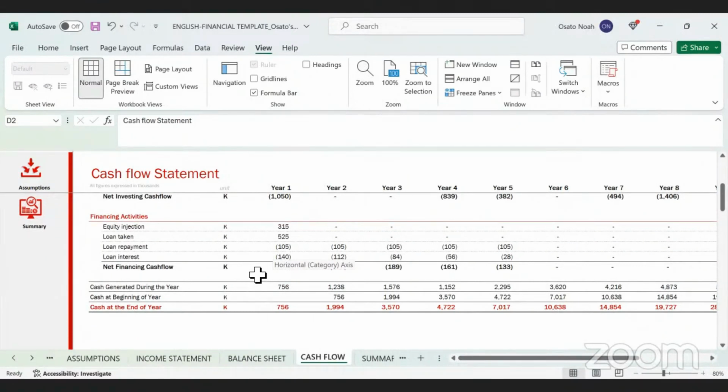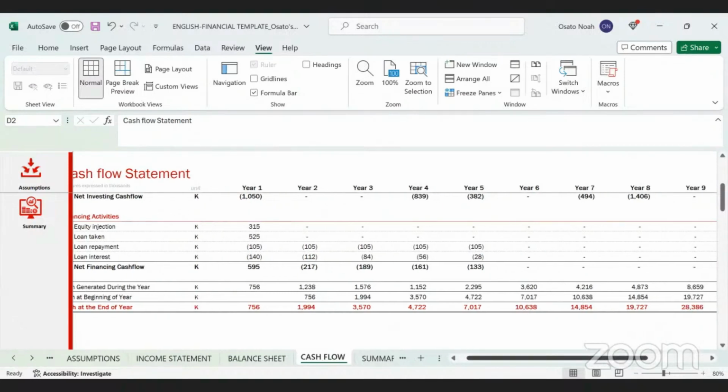So financing activities, whether through equity injection, we said we are just taking equity in year one. We are taking a loan in year one, paying back by year 5, which is clear here. We don't want any loan because we have cash. This company has shown that it's able to generate enough cash for its business. So everything at the end of the day showed that we will have enough cash, even on a yearly basis, as we continue with this business.